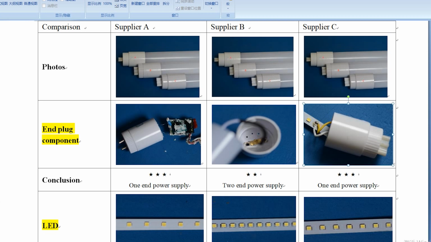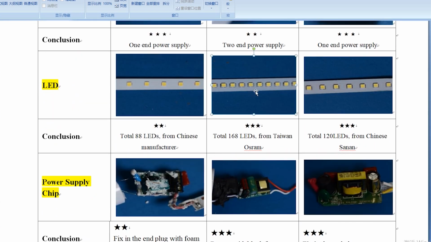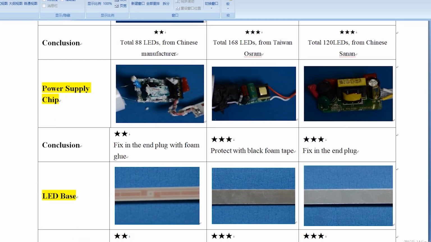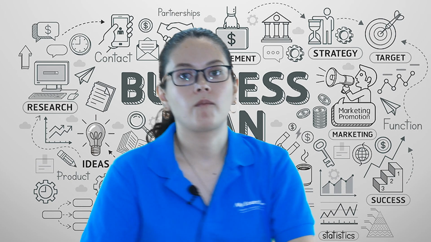Now let's have a look at the LEDs. In this case, the second and third samples are better than the first one. But be aware that we are rating specific components. We now do the same with the power supply chip and make a quick review of each sample. Finally, we have the LED base and now analyze the pros and cons of the materials.